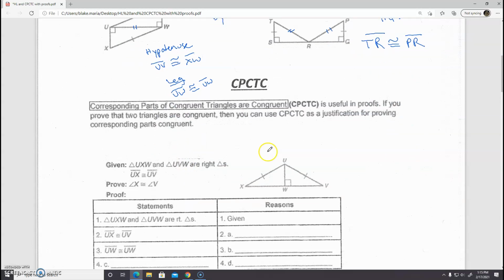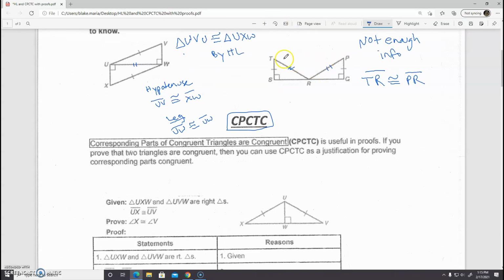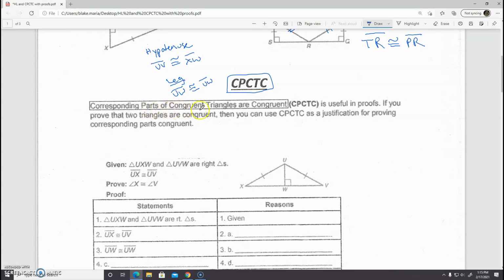Okay? Now CPCTC is short, it's the abbreviation, for corresponding parts. So corresponding parts means the parts that go together, like angle S goes with angle Q, side TR goes with side PR. So corresponding parts of congruent triangles, and that's the most important part of this theorem. The triangles have to be congruent, are congruent.